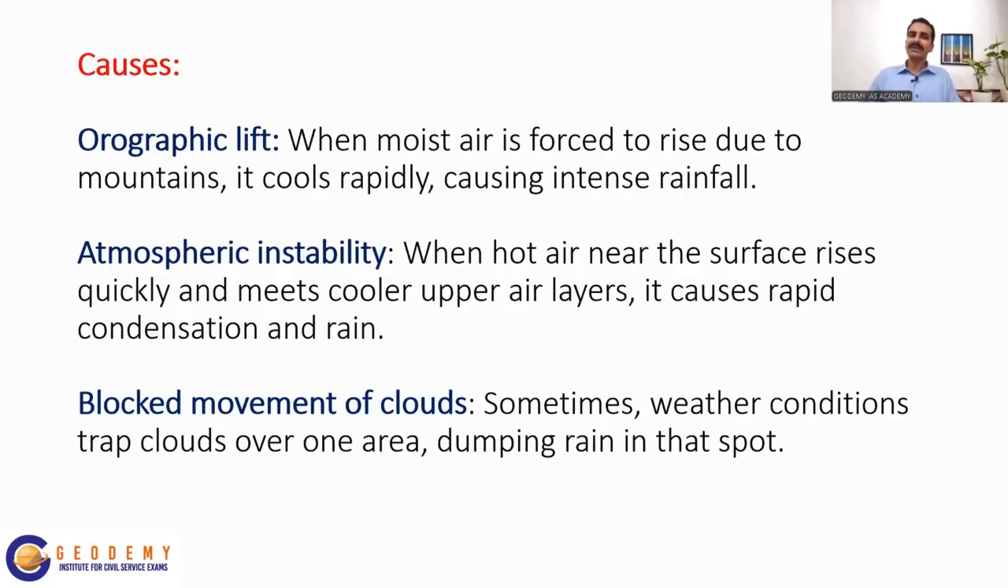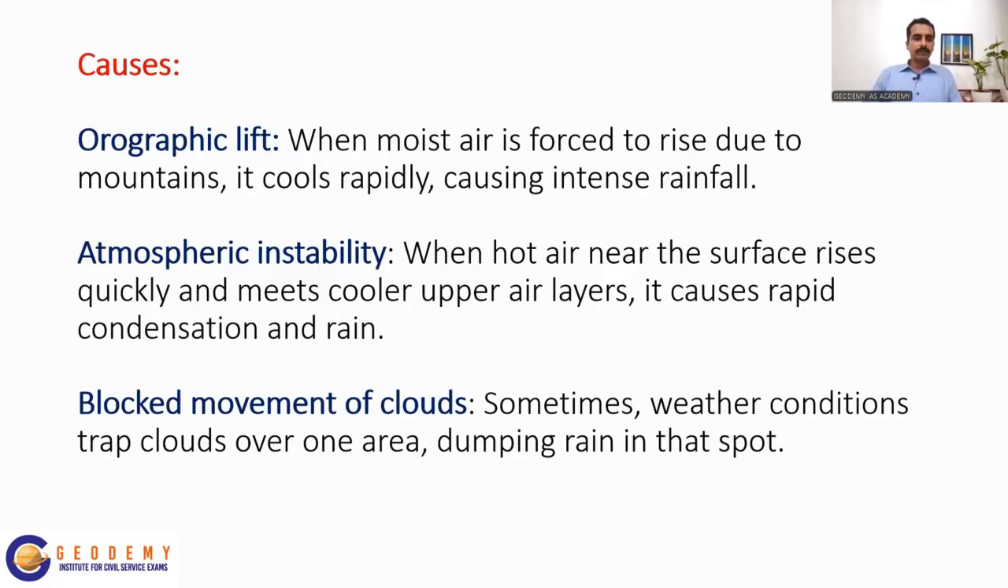Okay, the moisture content may be very high or the condensation process may be induced by some other factor. So those are those things. And then the atmospheric instability. When the hot air near the surface rises quickly and meets cooler upper air layers, it causes rapid condensation and rain. So this is one thing. That is the intense convection or intense atmospheric instability. When the high moisture bearing wind rises suddenly and it may happen.